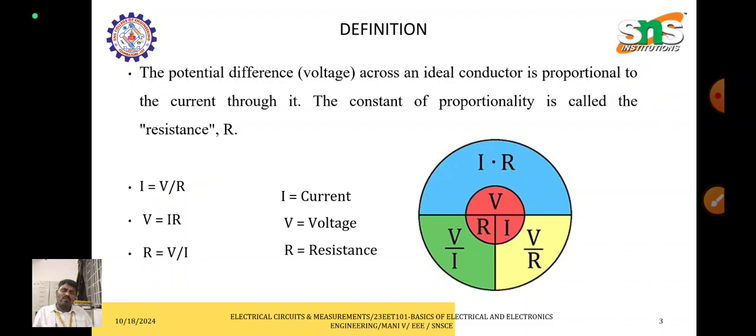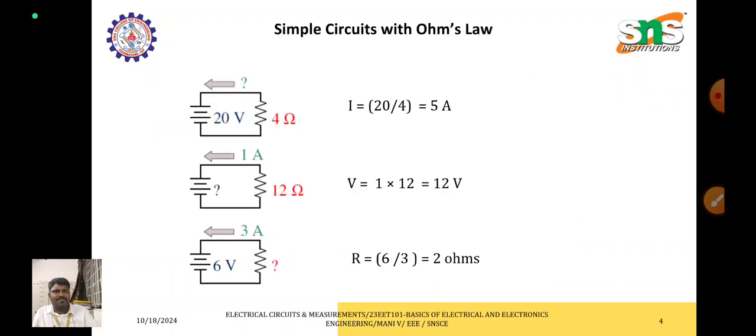While removing the proportionality, we multiply by a constant K, which is here the resistance R. Therefore, V is equal to IR. V is the supply voltage, the potential difference across the terminals, and I is the flow of electrons in a circuit. And R is the proportional constant, that is, the resistance. So V is equal to IR, or R is equal to V by I, or I is equal to V by R. We can write any of them.